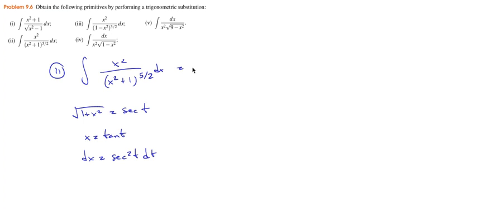So if we substitute here, we have what? x squared, which is the tangent squared, dx is the secant squared dt, and then we have x squared plus 1 to the 1/2, which is the secant to the 5. Now secant squared and secant to the 5, you get secant cubed, right? And this is equal to the tangent times the cosine cubed, right?